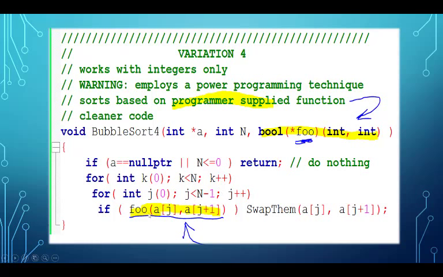When I use foo, it'll be down here. Here's foo. And now I put the parentheses in, and I fill it with two numbers, A of J and A of J plus 1. It's just two numbers. And based on foo's response, I will swap A of J with A of J plus 1, maybe.